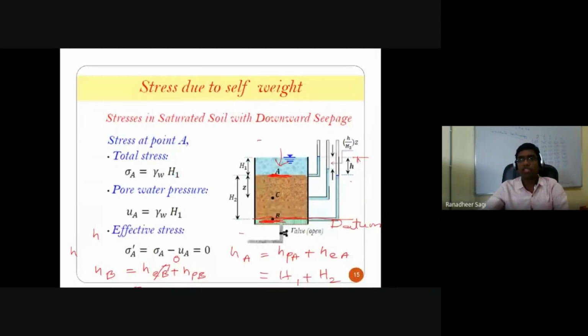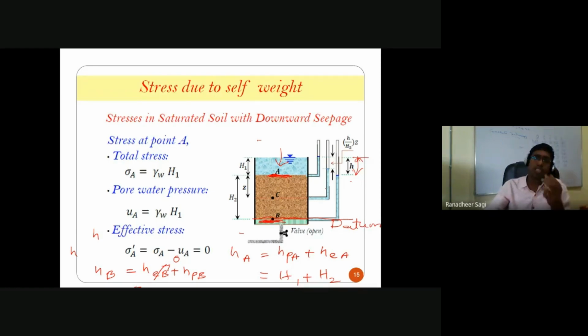Okay, so that so-called H indicated here refers to what is called the total head difference between upstream and downstream. Because of that small H difference, which we are calling the total head difference between upstream and downstream, the flow is happening through your soil sample. Because of that flow from point A to point B, I am calling it downward seepage.